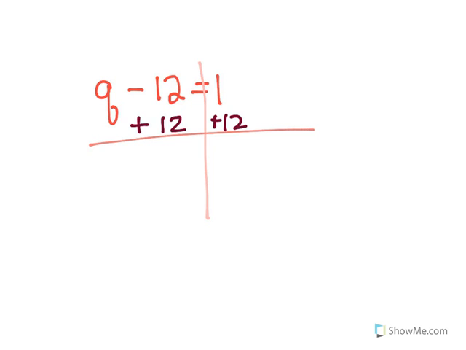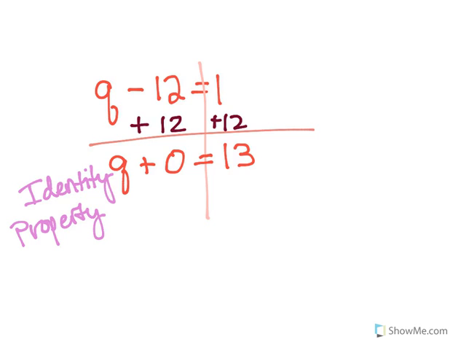Now I know that minus 12 plus 12, that's 0, right? So I have q plus 0 equals, and what's 1 plus 12? 13. Now we know because of the identity property that q plus 0 is just q. So q equals 13. So now we need to talk about how do I check it?